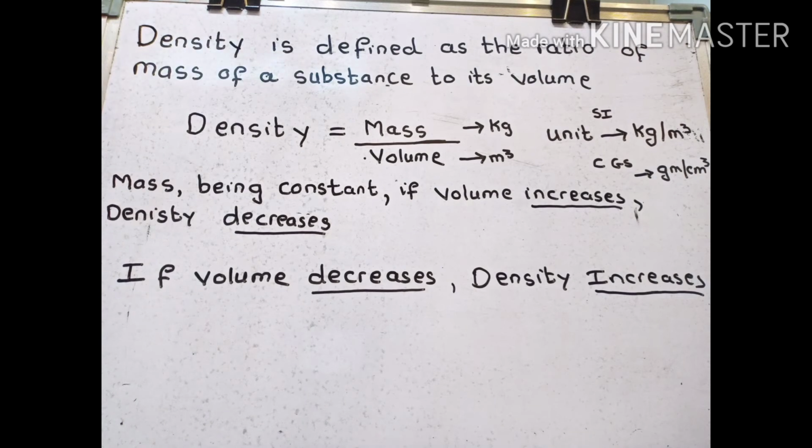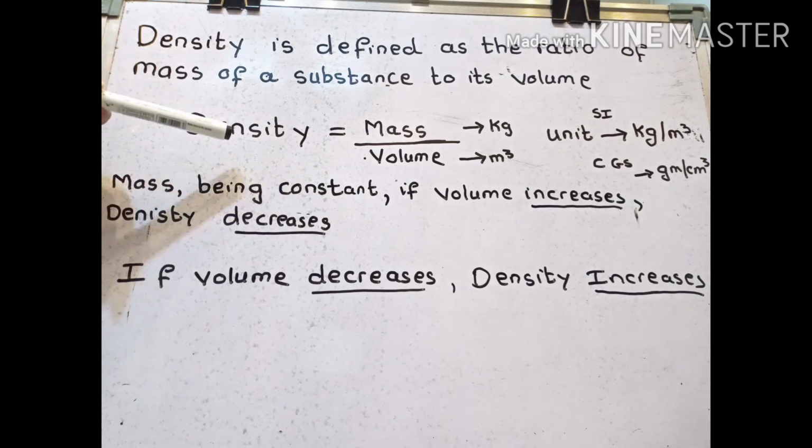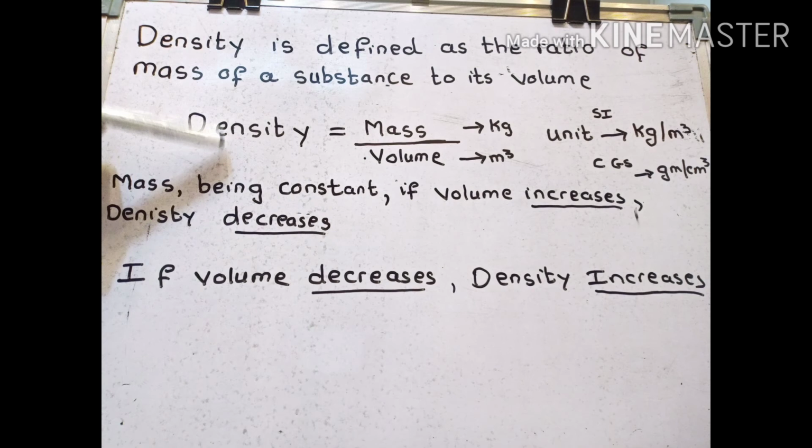That means the density is inversely proportional to the volume. Volume कम होगा तो density बढ़ेगा, volume बढ़ जाएगा तो density घटेगा. That is the meaning of inversely proportional, right? So I told you that the density of solids is maximum, the density of gas is the least. This is all related to the distance between the particles of these different states of matter.